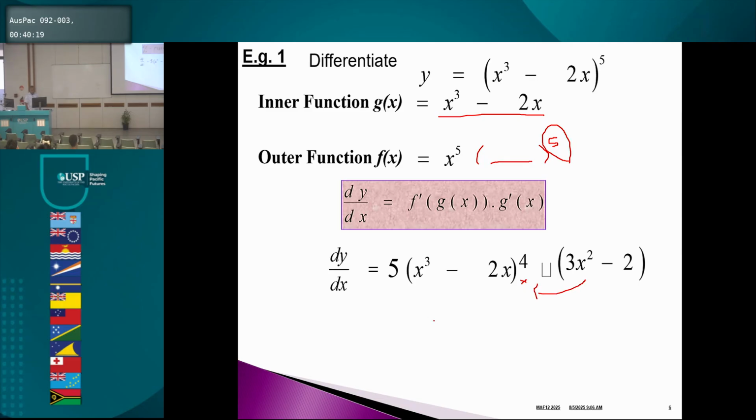What do we have here? There. So we've differentiated the outer, x to the 5, 5x to the 4, and we've left the inner as it is, multiplied by the derivative of the inner. All right? Let's have a look at another example.